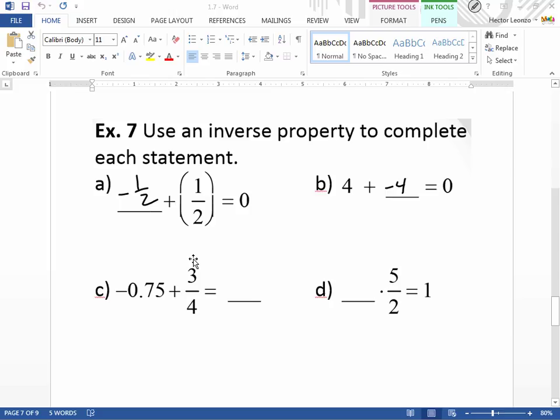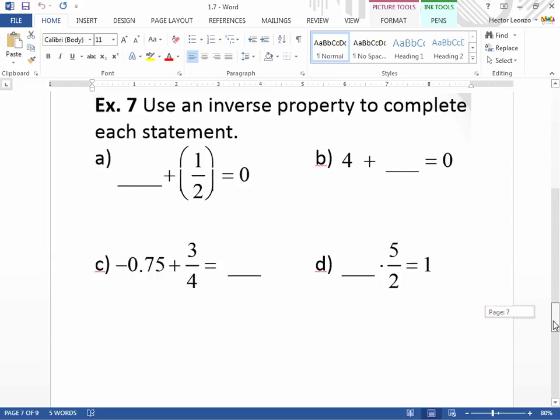Negative 0.75 plus 3 over 4. Technically, they are the same number because 0.75 is 3/4. It's just different signs. So I'm going to complete this obviously with a 0. Now here in multiplication, I wanted to multiply equals 1. Remember, all I'm going to write on here is the reciprocal of this number. And the reciprocal, remember, I flipped my numbers. So instead of 5 over 2, I'm going to complete it with 2 over 5. Right? I did the reciprocal of it.